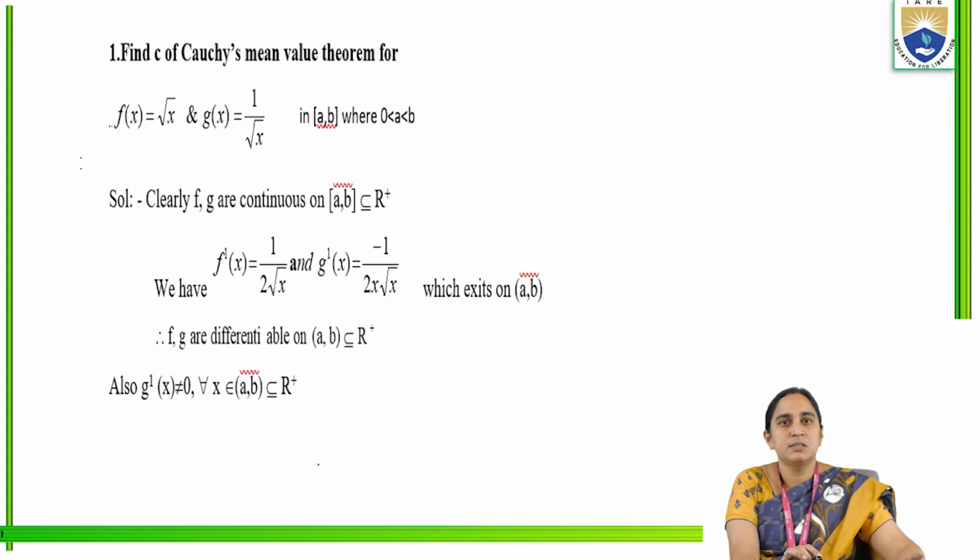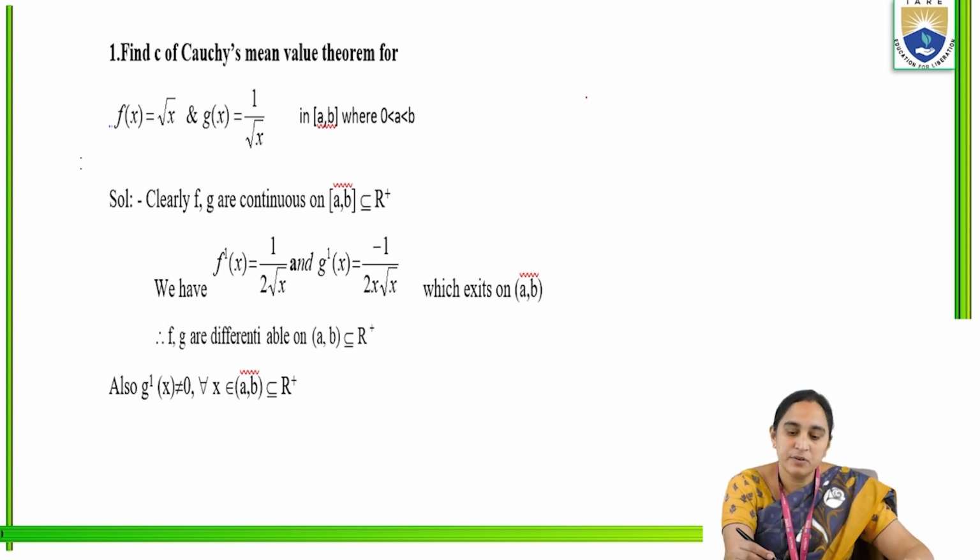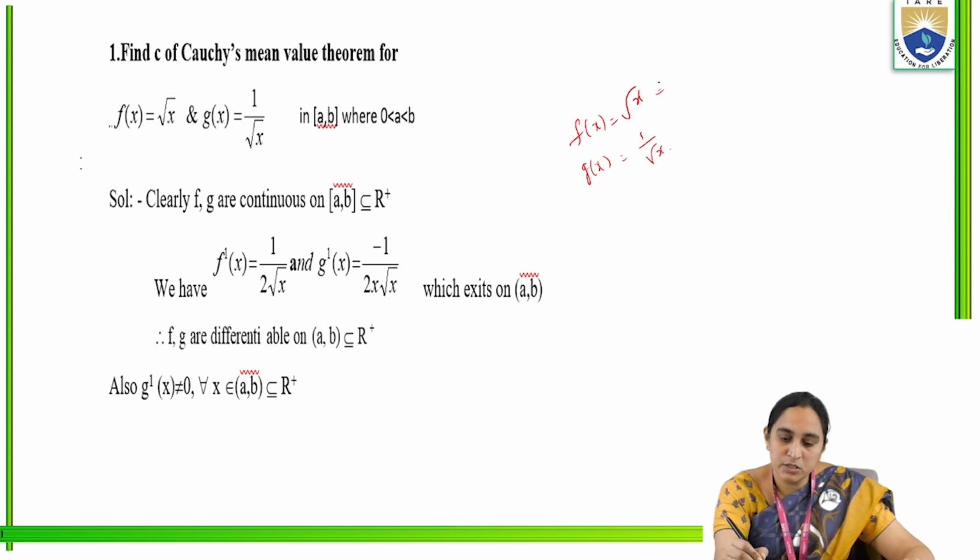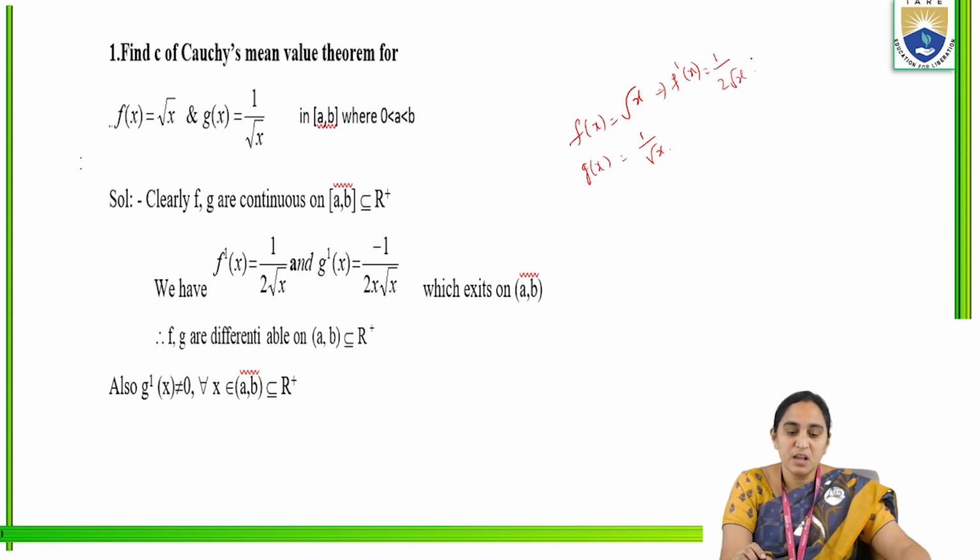We already discussed in the previous concepts that if the functions are differentiable, then definitely they are continuous. So first I am verifying whether the two functions are differentiable or not. Here f of x is equal to root x and g of x is equal to 1 by root x. What is the differentiation of that? f dash of x is equal to 1 by 2 root x.